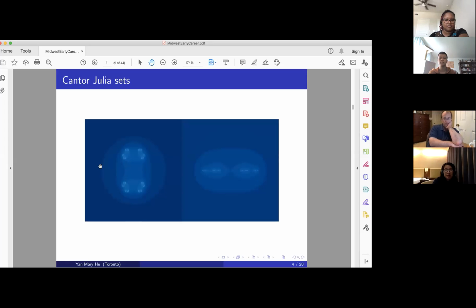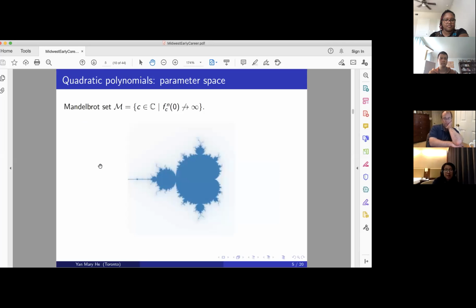But this is no longer true for polynomials of higher degree. And this connectedness dichotomy is also seen by something called the Mandelbrot set. So now we move to the parameter space. We want to study the space of all the complex parameters c.